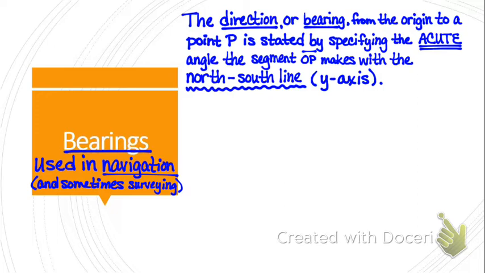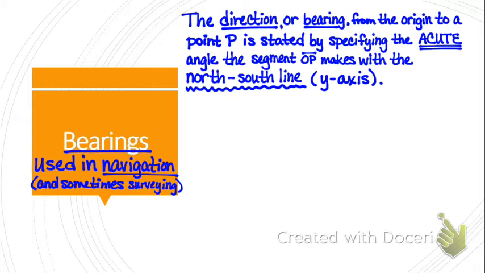The direction or bearing from the origin to a point is stated by specifying the acute angle. Acute means what? Smaller than 90. So some angle smaller than 90 that the segment from the origin to point P makes with a north-south line. This is where bearings are really different than everything else we've talked about in this unit, and this is where bearings tend to throw people off.